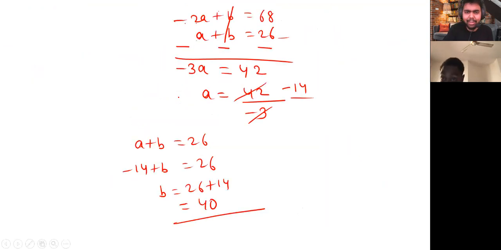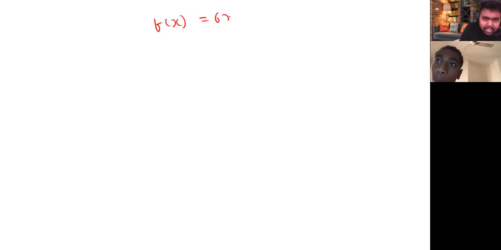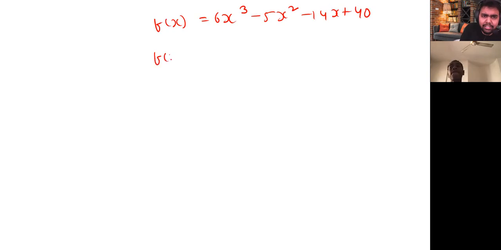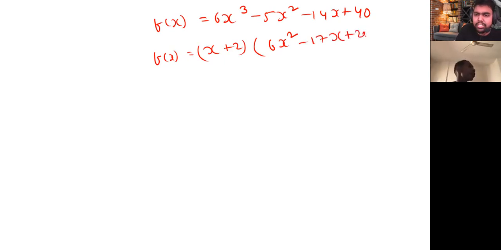Okay, see, try to understand. Means, are you understanding or not? Same as previous question. Yes. Are you understanding? So again, see, what is my function? f(x) is equal to 6x cube minus 5x square minus 14x plus 40. Right. And the same function was written like this. How it was written? x plus 2, and right now we found, right now what we found? We found 6x square minus 17x plus 20. See this, so this was the thing, right?